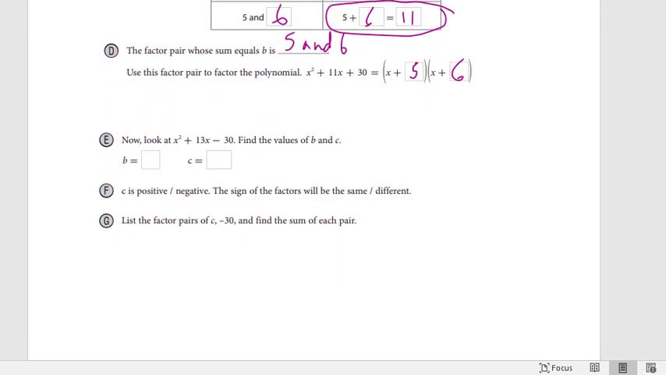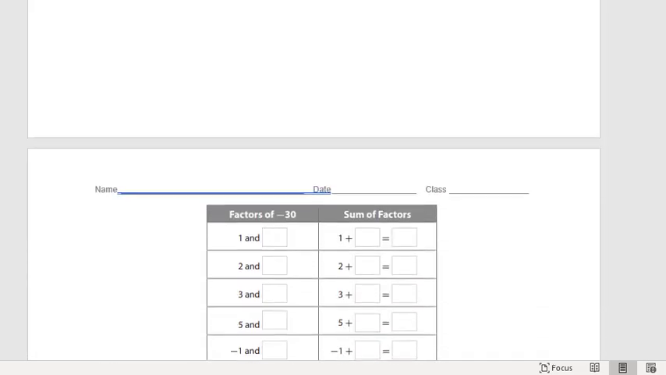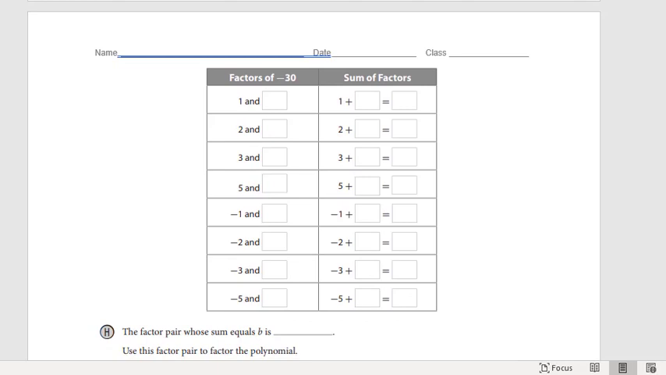Now, let's look at something that's slightly different. If we have x squared plus 13x minus 30, b is equal to positive 13, but this time c is negative 30. So c is negative. That means the signs will have to be different. To get a negative when I multiply, I have to have one positive and one negative. So we're going to list all the factor pairs that come to negative 30 and then find the sum. This list is going to be a little longer because one has to be negative, one has to be positive.